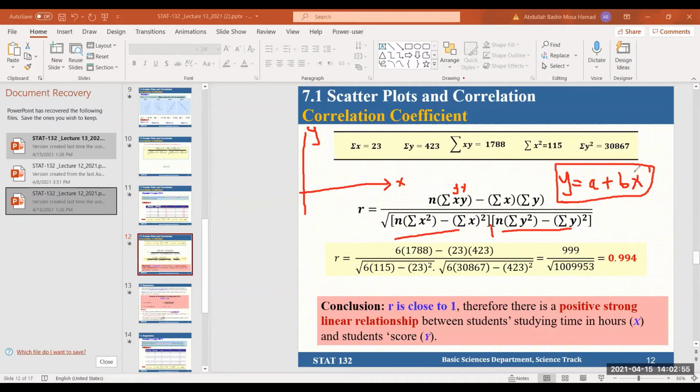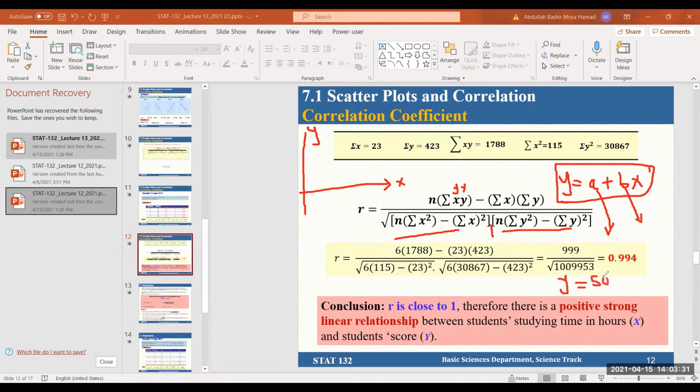Clear? So we have to know which is the dependent variable and which is the independent variable. For our example, it's clear. Studying hour is independent, but student score depends on student studying hours per day at home. Now, the question is how to find this. We call this intercept, and how to find this? We call this slope.